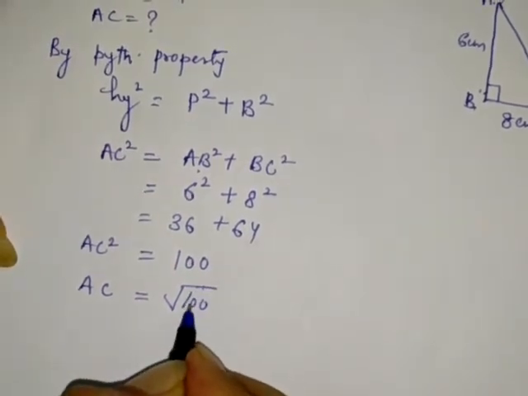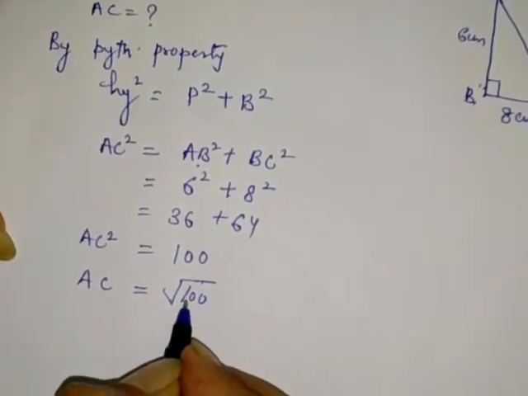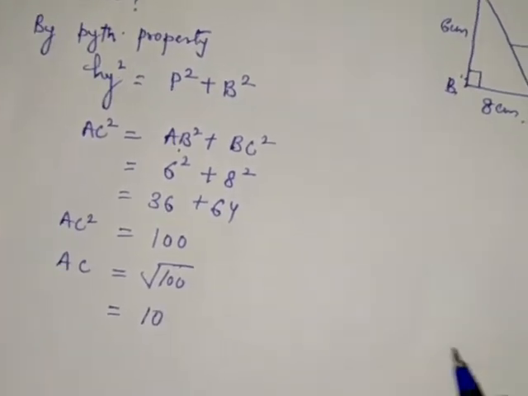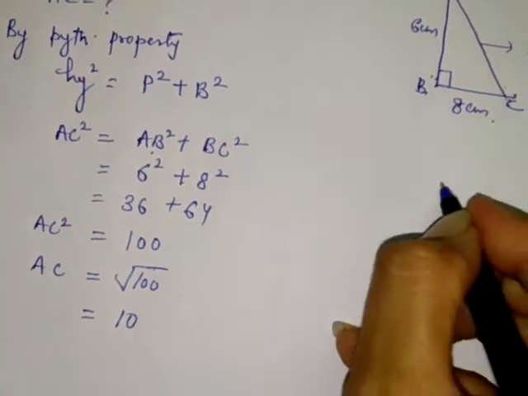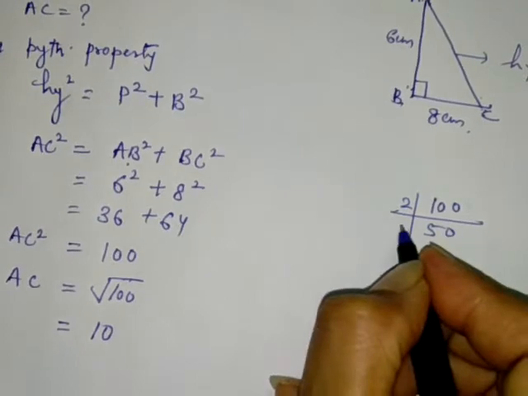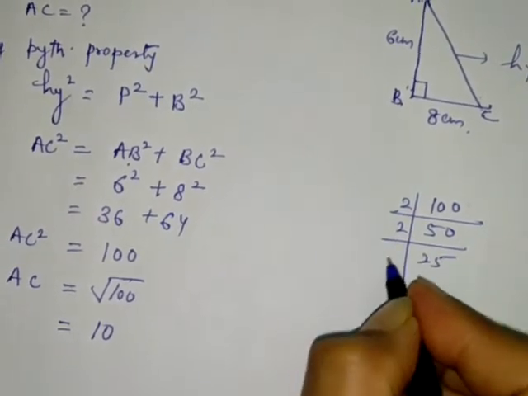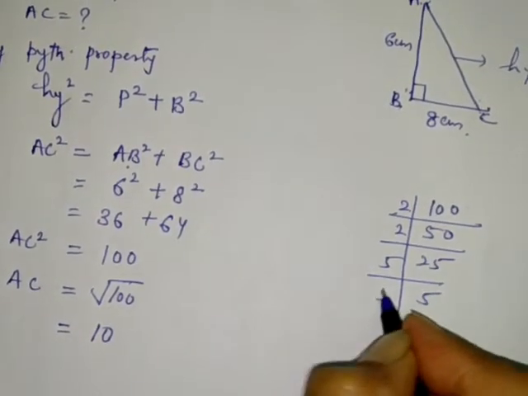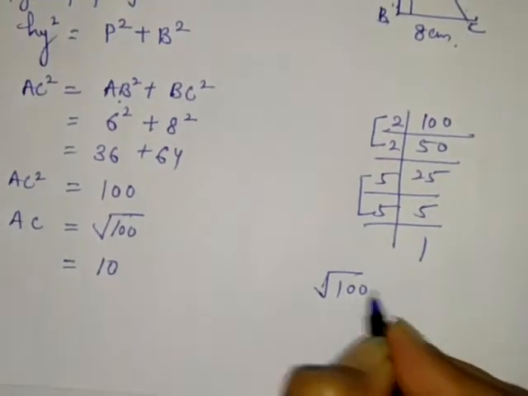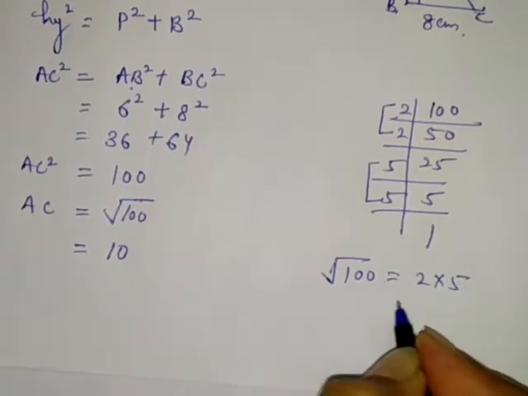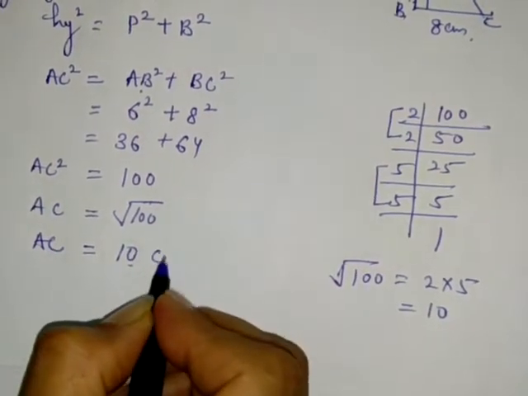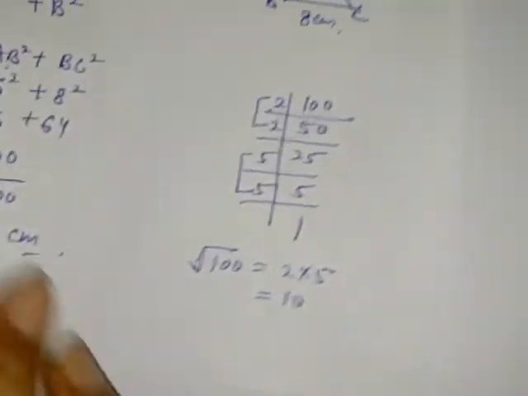Though it's a very small number, everyone knows, what is the square root of 100? It's 10. 10 into 10 gives you 100. So you can go by division method or by prime factorization, whatever you find easy. And you have to show these calculations. This much is sufficient. So this 2 and this 5. So square root of 100 is equal to 2 into 5. That gives you 10. So AC is equal to 10 centimeters.